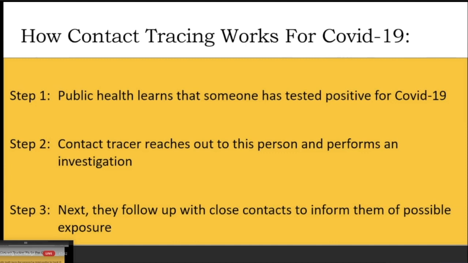So there are some different ways that contact tracing works for COVID-19. Let's go over some steps for how we accomplish this. Step one, public health learns that someone has tested positive for COVID-19, as I mentioned in the previous slide. Step two, a contact tracer reaches out to this person and performs an investigation. Step three, next they follow up with those close contacts to inform them of possible exposure.